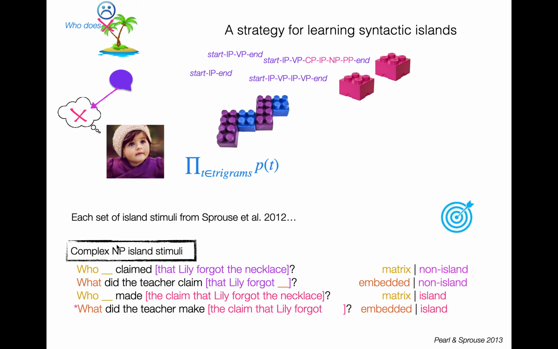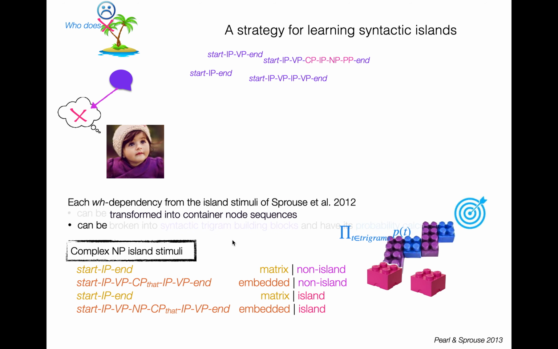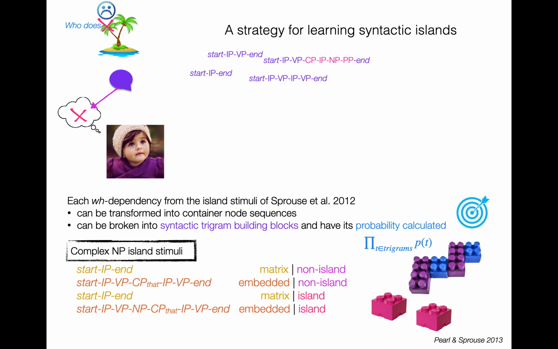So here, for example, are the complex NP island stimuli, again looking at our two factors: matrix versus embedded for length, and presence or absence of an island structure in the utterance, non-island versus island. For each one of these stimuli, we can transform that WH dependency into a container node sequence. You can see what these look like here, right? And then we can break them into syntactic trigram building blocks, and for each dependency, calculate that probability from those building blocks.